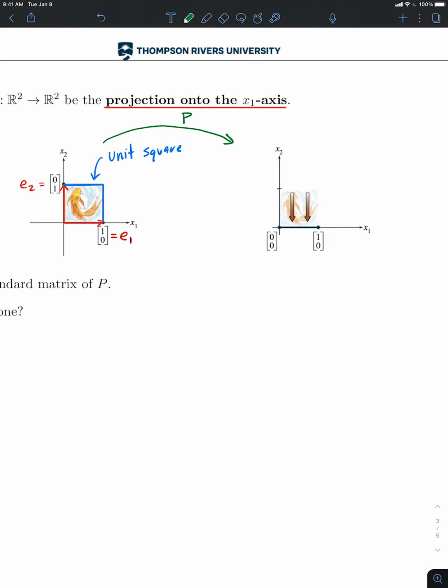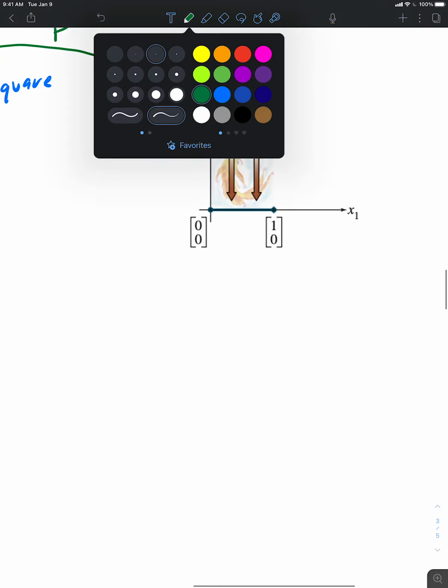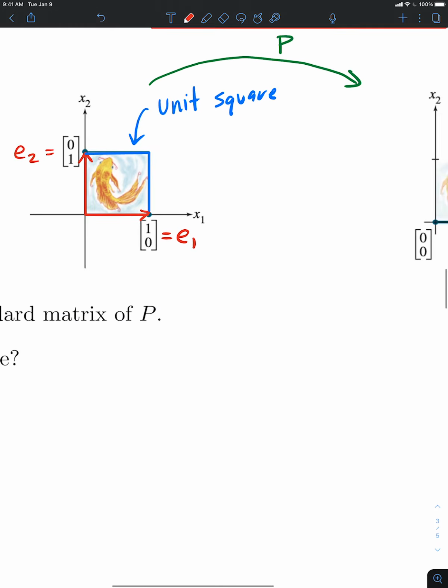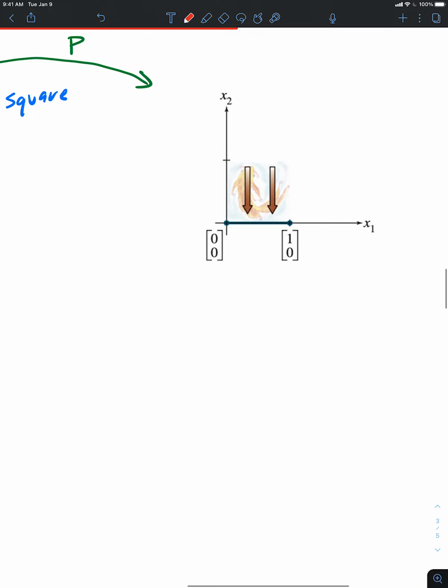And over here it's telling you what P did to each of the standard basis vectors, E1 and E2. They're labeled in red over here, so I'll label them in red over here as well. Oops, I didn't leave myself enough space. Let me move that back a bit. This is P of E2, and this is P of E1.